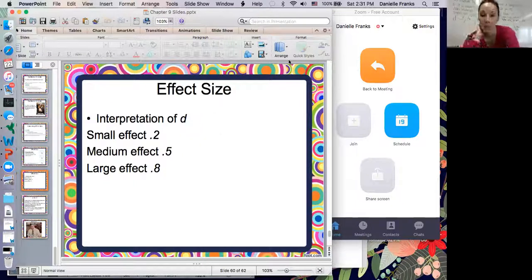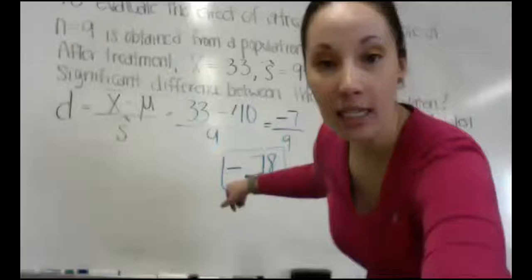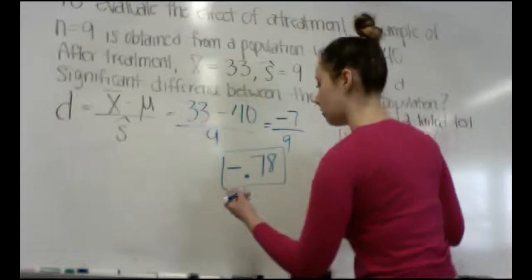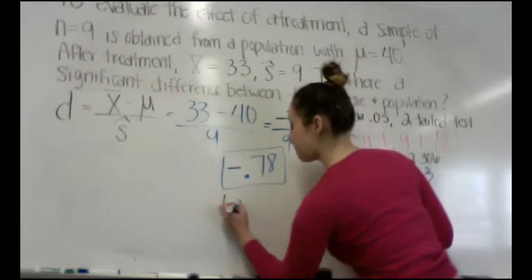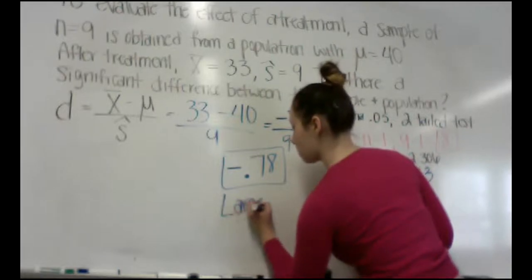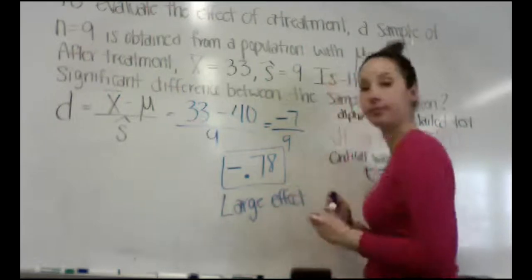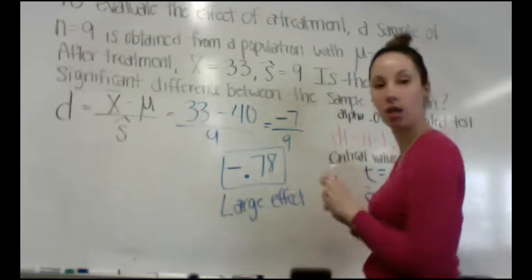However, let me say this. These numbers are kind of flexible. You can say here that 0.78 is a large effect because it is very close to 0.8. So I would call this a large effect. You've got a large effect happening here.